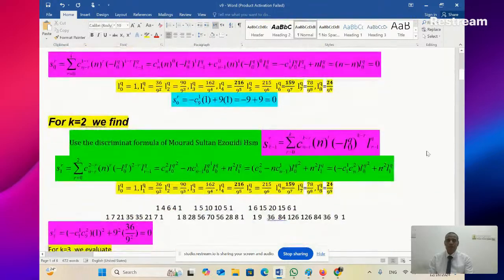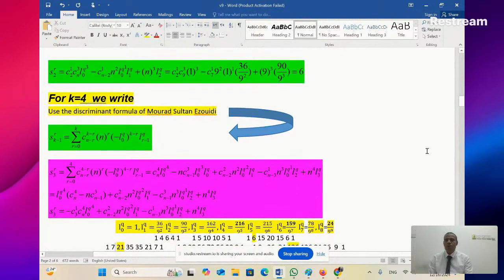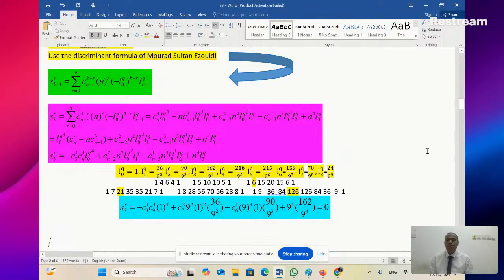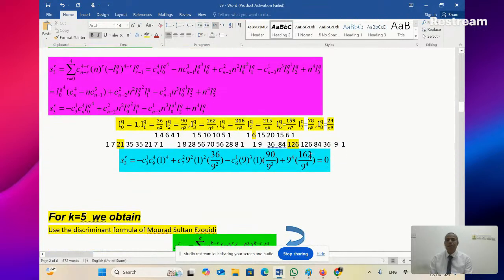Okay, so we continue. We said that S2 is equal to 6. Now we should find S3. To find S3, learners, just substitute k equal 4 in the decimal formula of the Canadian mathematical researcher Murad Sultan Ezouidi and calculate S3. Therefore, focusing on the last expression that had been written in its lowest terms, S3 equals negative 3 times combination n choose 4, where n is 9. This is the general formula for S3.